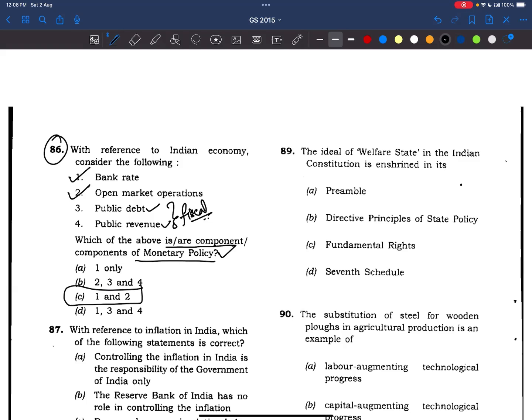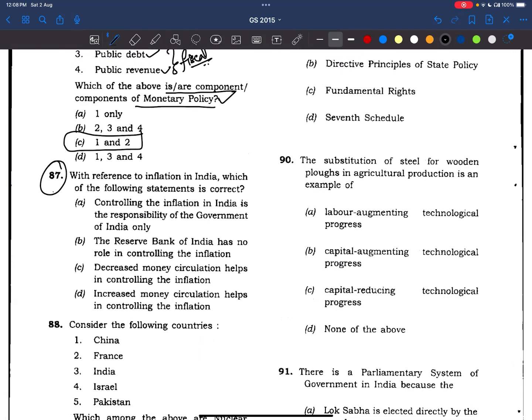This is a very easy question, friends. Basics of economics. You have to revise the economic basics from whichever source you are following. There is nothing much to discuss about this question. Now, coming to the 87th question. With reference to inflation in India, which of the following statements is correct? This is also a basic economic question, friends. Easy question, nothing much to discuss.